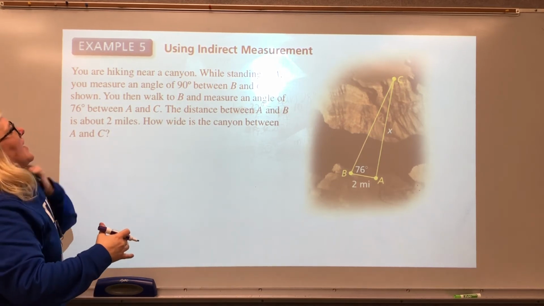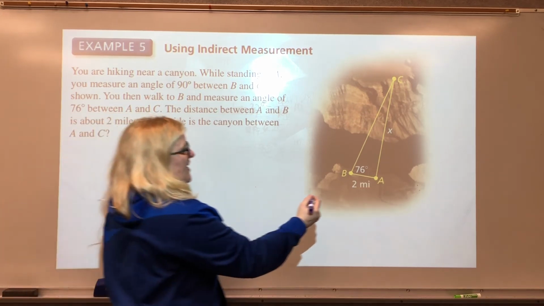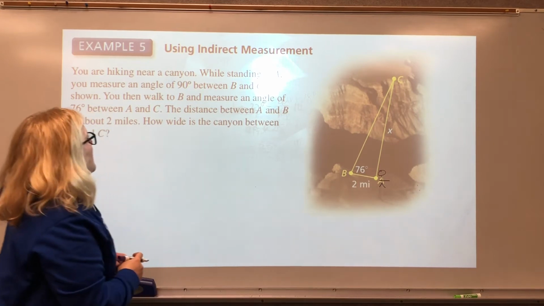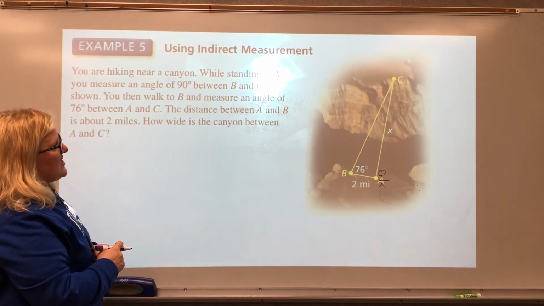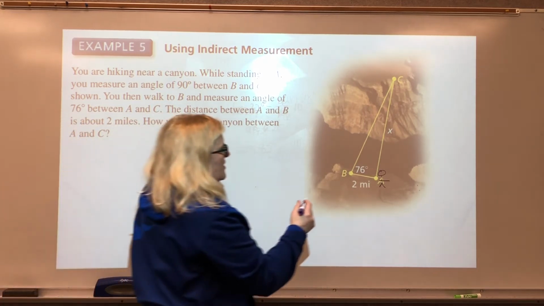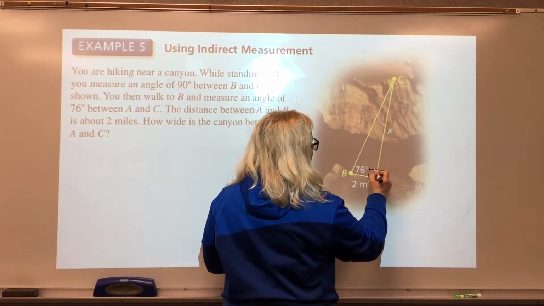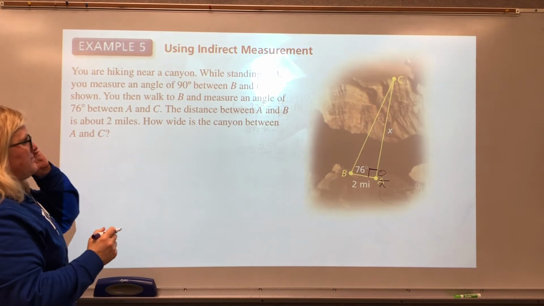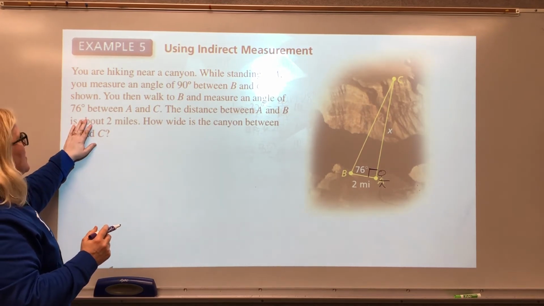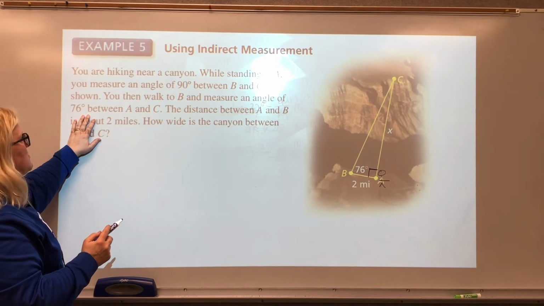So you're hiking near a canyon while standing at A. So here you are standing at A. You measure an angle of 90 degrees between B and C. So here's your 90 degrees. You can't see it very well on here. You then walk to B and measure an angle of 76 degrees between A and C.